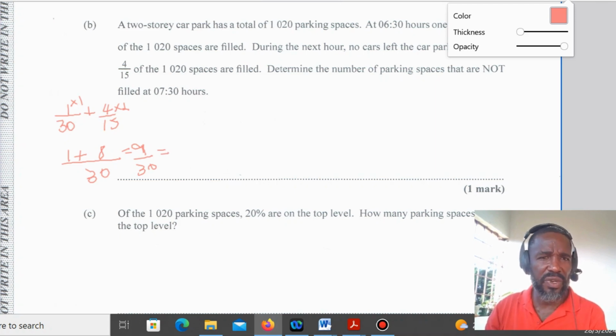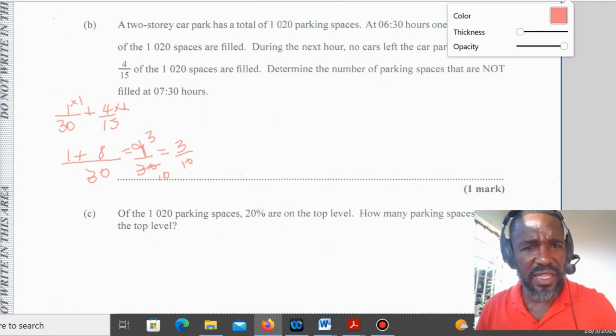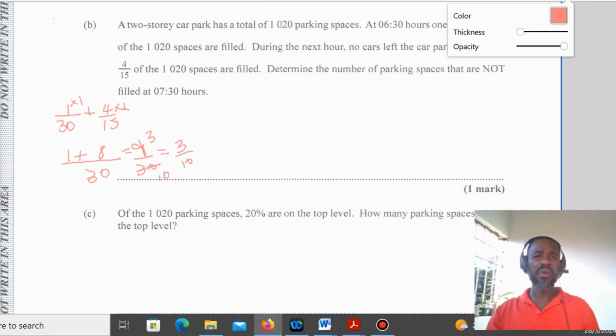So we know 3 can go into 9, and 3 can also go into 30. Okay, so 3 into 9 will go 3 times, and 3 into 30 will go 10 times. So we have 3 over 10. So at 7:30, 3 over 10 of the spaces were filled. So if 3 over 10 were filled, then it simply means that 7 out of 10 were not filled.